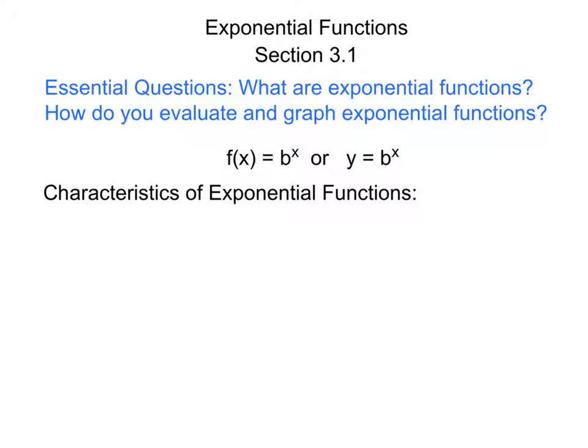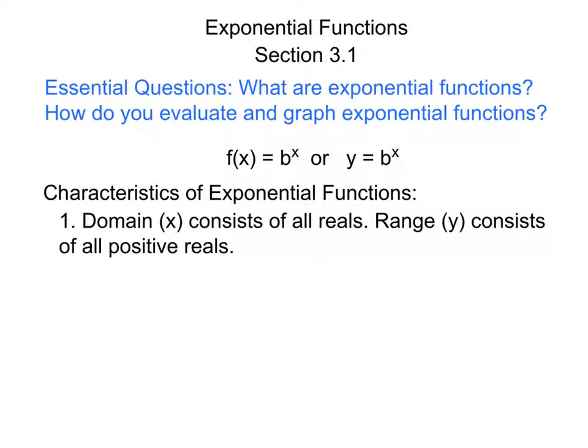So what are some characteristics of exponential functions? First of all, the domain, which is the values of x, consists of all real numbers. There are no restrictions as to what x as an exponent can be. It can be anything, whether negative or positive. The range, on the other hand, consists of all positive reals. The reason for that, now you'll recall that b is a constant, but b is a positive constant. So b can never be negative, so a positive number raised to any exponent is always going to be positive. So the range, therefore, is going to be all positive reals.